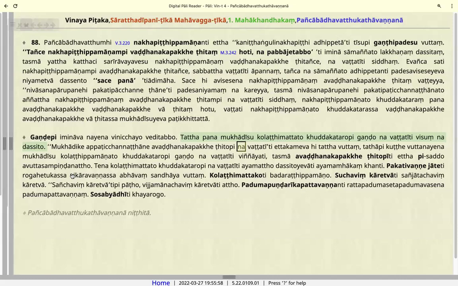Therefore, the letter pi has the meaning of combination, which is not pointing out the meaning. Therefore, it said avadanaka pakhi tito pi. Therefore, it is used.